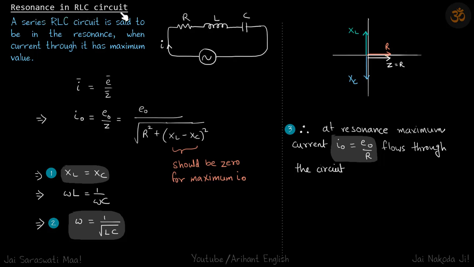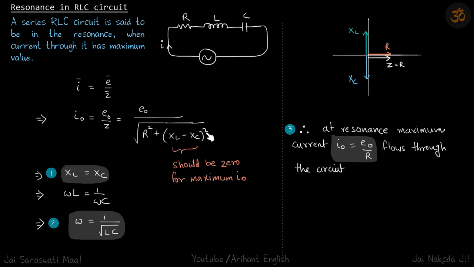Resonance in RLC circuit. So we have an RLC circuit here. A series RLC circuit is said to be in resonance when the current through it has maximum value. We have seen that current here comes in the form of E naught by Z, which is E naught by root of R square plus (XL minus XC) whole square. Now for current to be maximum, because that's the condition of resonance, XL minus XC should be 0.